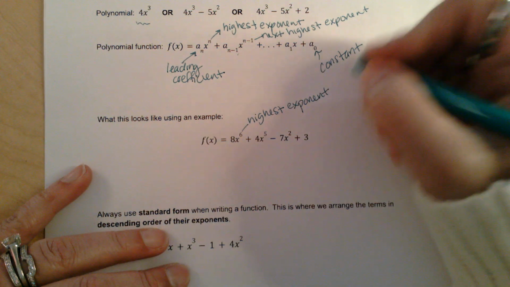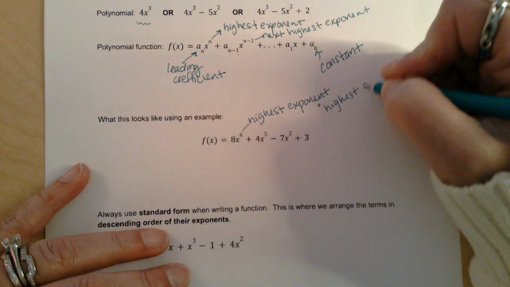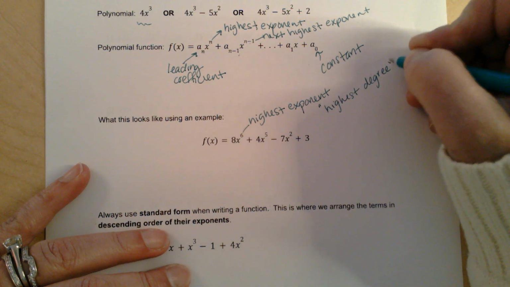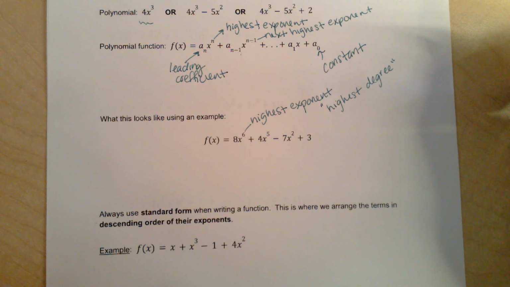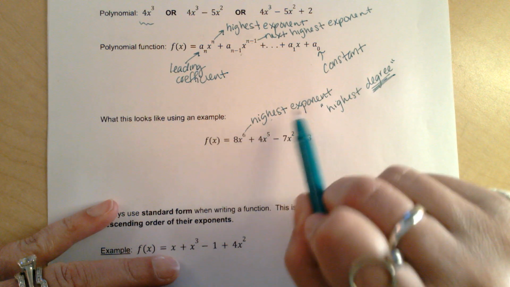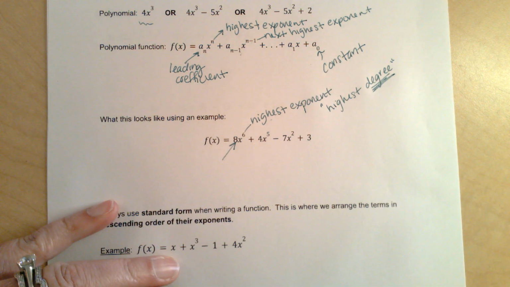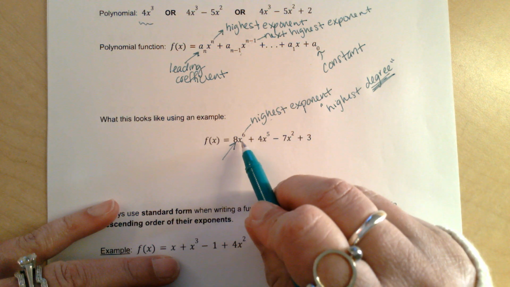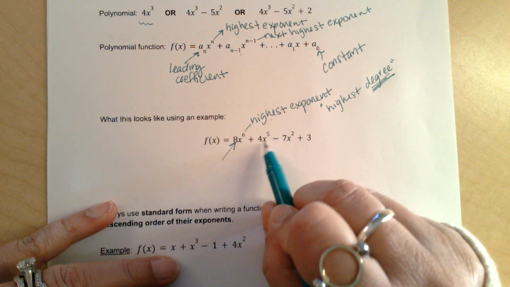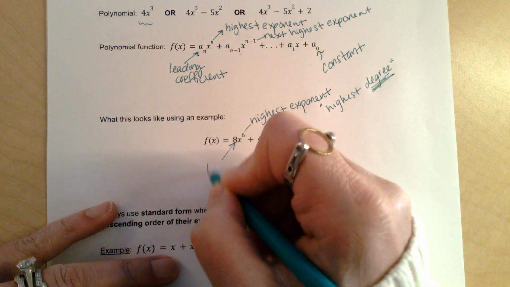The highest exponent is also called the highest degree. So I might ask you what the degree is, and when I'm talking about the degree, I'm talking about that highest exponent. Okay, the number in front of the x that's linked by multiplication, and I specifically said 8 times x to the 6 because these are all linked by multiplication. The 8 is our leading coefficient.